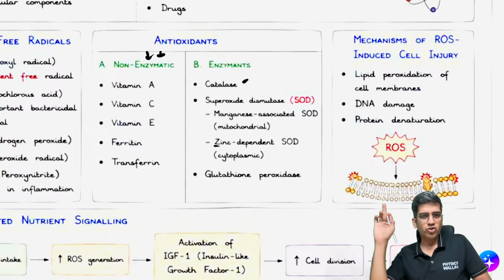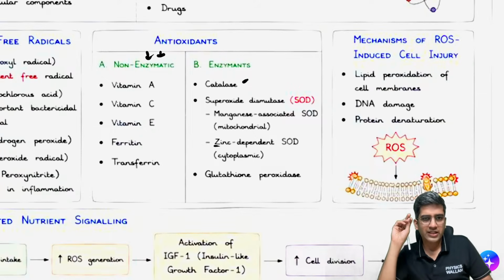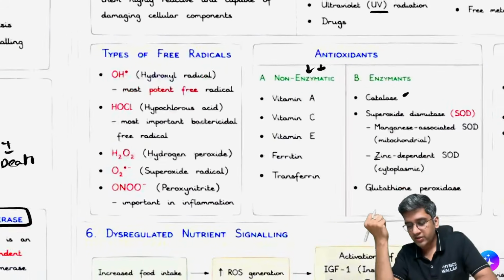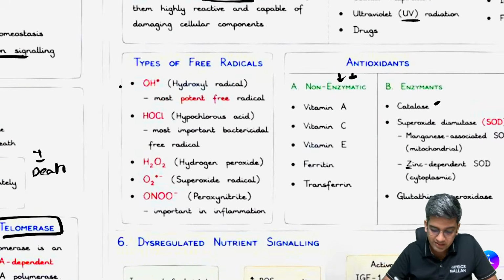Manganese is mitochondrial. Is the other one copper dependent or zinc dependent? Just check that once, right? And we have glutathione peroxidase, right? All these are enzymes which are present inside every cell, which will help me to destroy the reactive oxygen species. What are the reactive oxygen species?